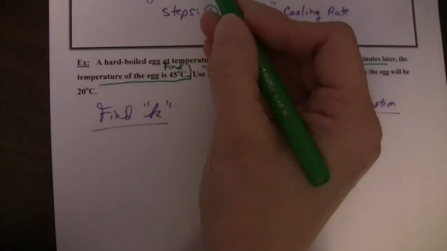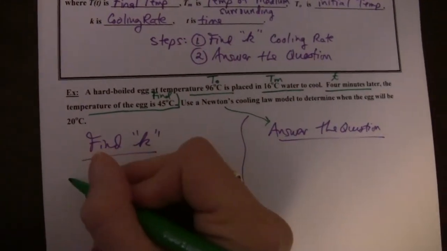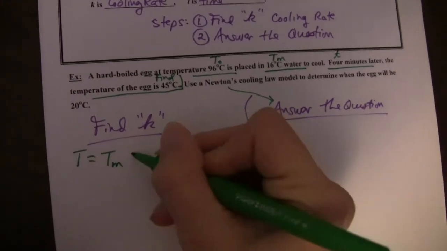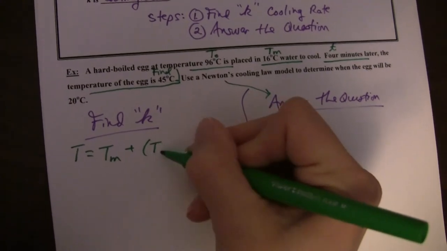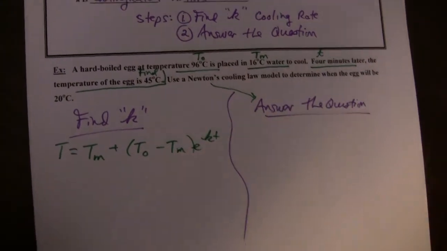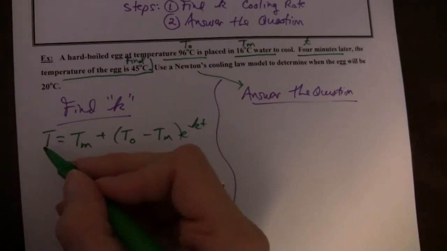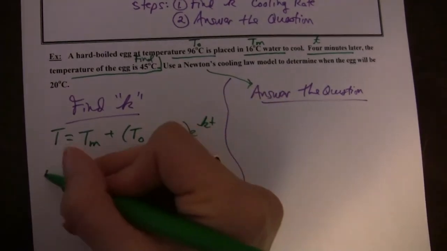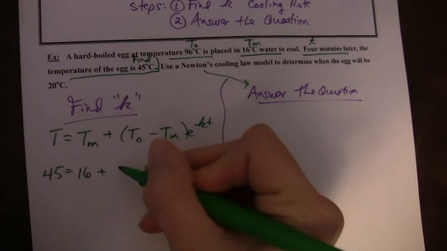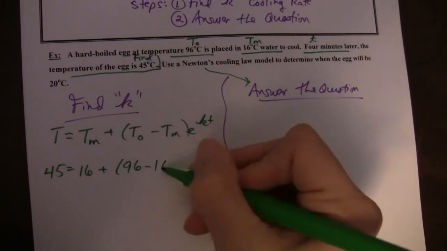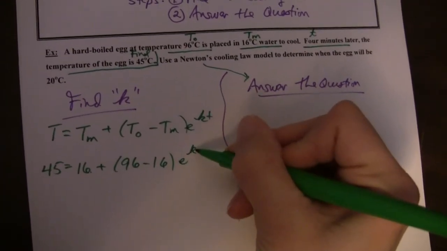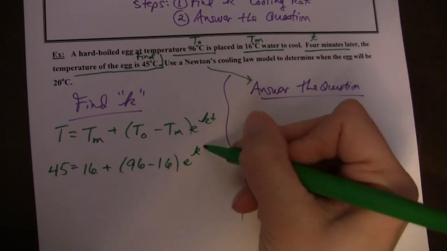All right, so give me a final temp. Here, let's write the equation out for practice. Temperature equals temperature of the medium plus the quantity temperature of the initial minus the medium. There's my MOM, e to the KT. All right, the final temperature of the egg was 45 degrees. Okay, the medium was 16. The initial was 96 minus that 16. So you use the medium twice. And then we've got e to the k, I'm going to find out, and the t, the time, is 4.